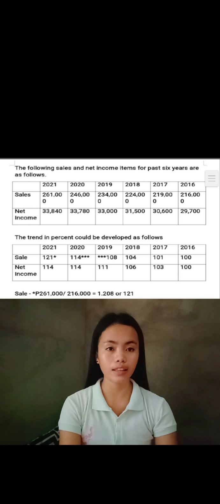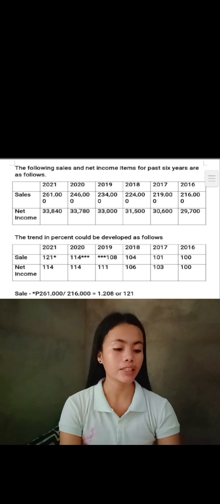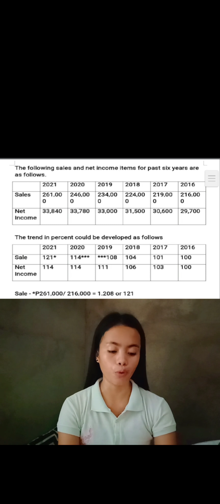And for net income, it is the same: 33,840 divided by 29,700 is equal to 1.139, or 114.